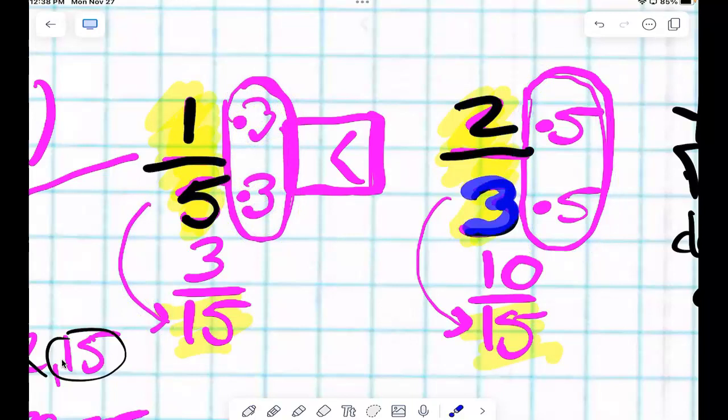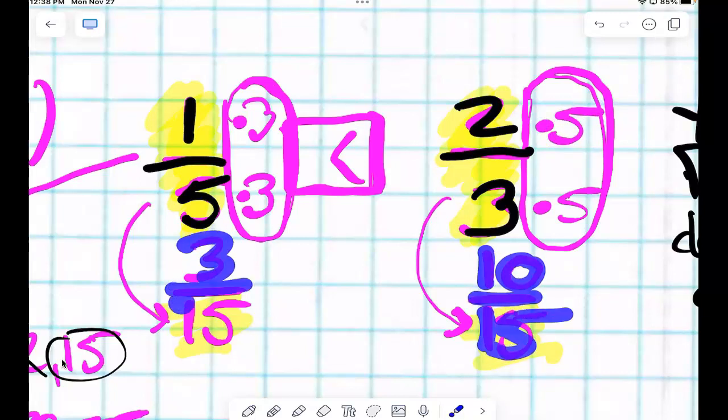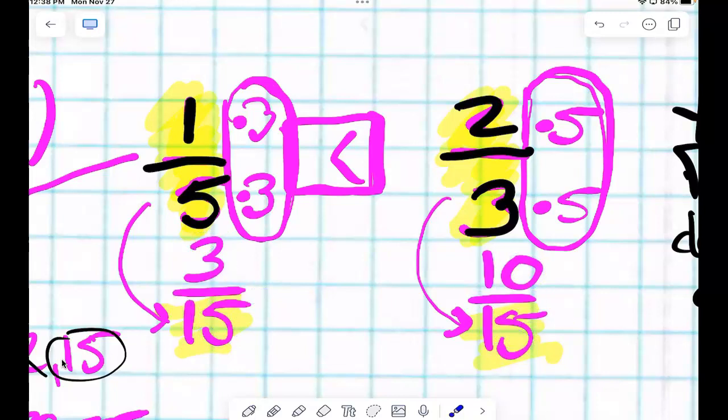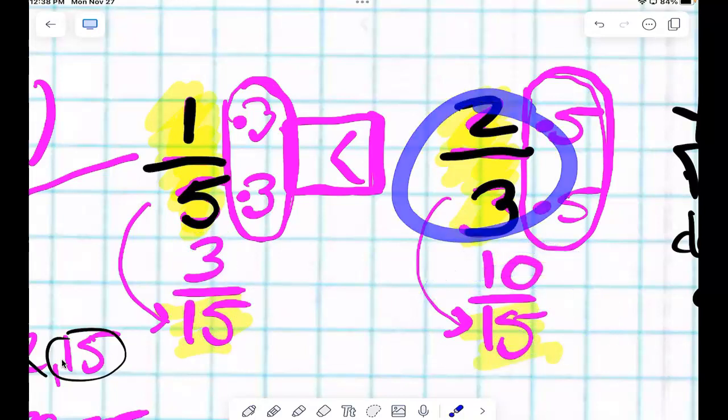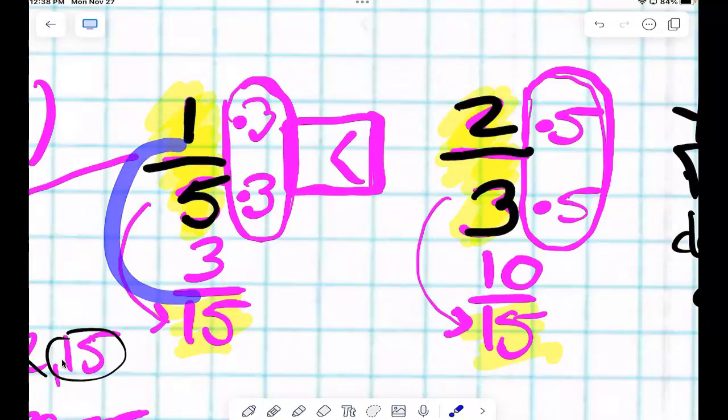How about this side over here? I know that 3 goes into 15 how many times? 5. So I go times 5? Yes. What do I multiply my numerator by? 5. What's 2 times 5? 10. Now I have 10 over 15, and I have 3 over 15, right? Yes. Which one's bigger? 10 over 15, which means 2/3 must be bigger than 1/5, right? Because 2/3 and 10/15 are equivalent fractions, aren't they? Yes. And 1/5 and 3/15 are equivalent fractions, right? Yes.